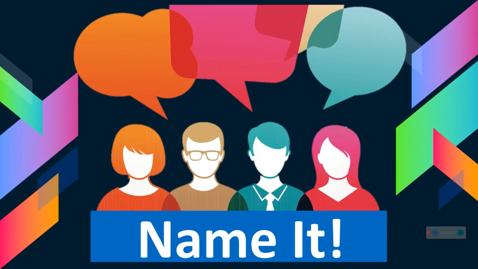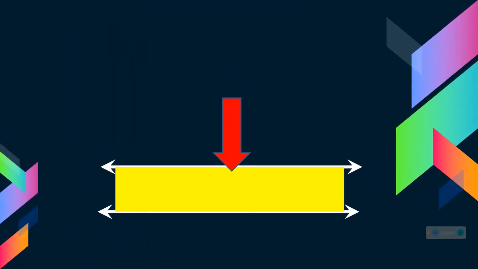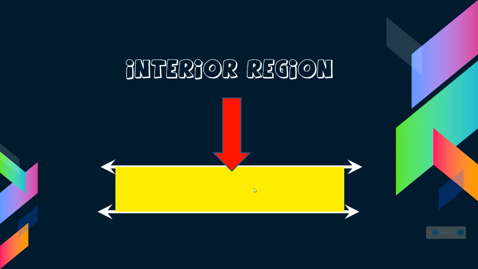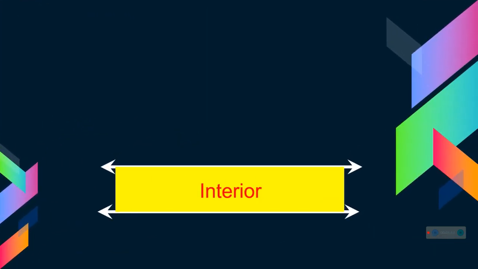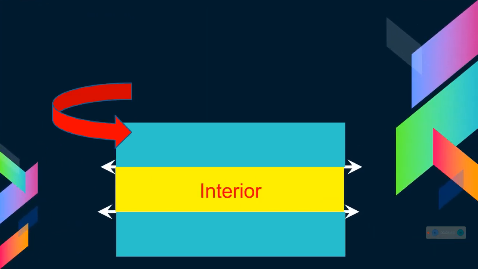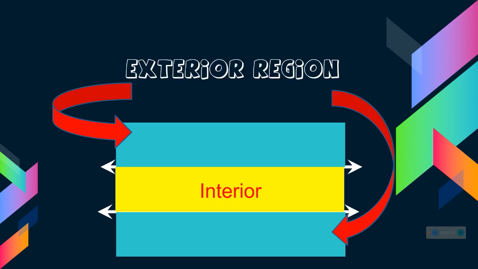Okay? So before we proceed with our discussion, let's have a recap wherein you are going to have this activity, name it. I will show you some figures and you are going to label each figure. Like this one, what do you call this part or this region? That's correct. We have the interior region. How about this part? Since we already have the interior region, what do you call the two blue regions? Okay, correct. We have the exterior regions.